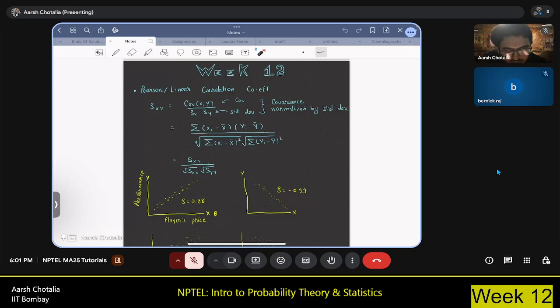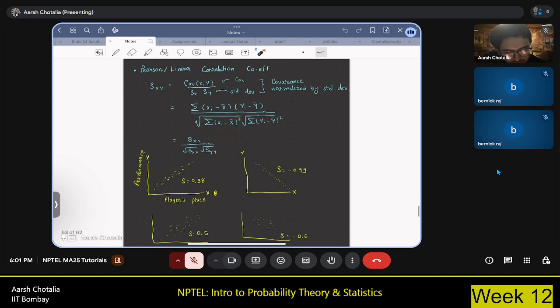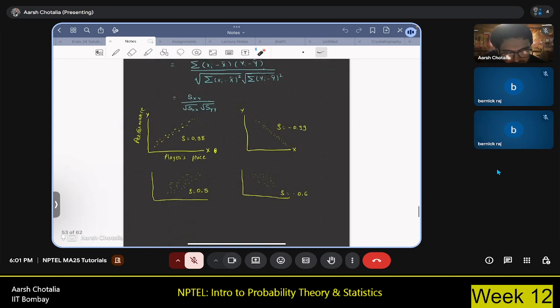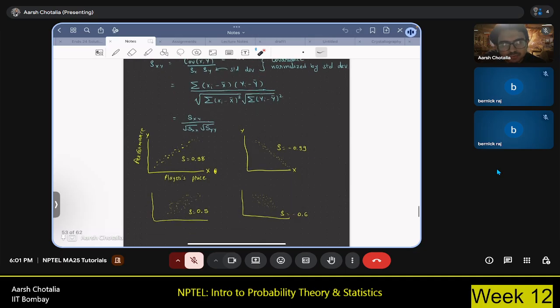It is nothing but normalized covariance, normalized by these two numbers, which are the standard deviations. Okay. And now, in this context of statistics, these are the sample standard deviations. All right. And the interpretation of this is how well they fall on a straight line when they are plotted against each other. For example, you can think of two variables as players' price in IPL bidding, for example, the auction, and the performance.